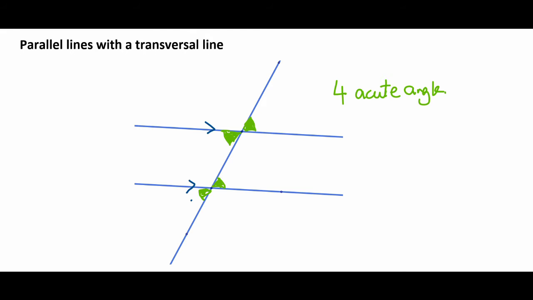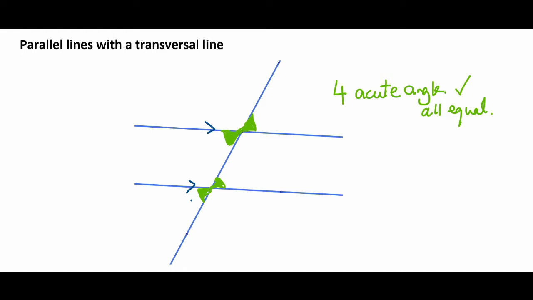Now we know, because they're vertically opposite, that these two must be equal, and these two down here must be equal. I wonder if they're all equal to each other. And it turns out they are. They are all equal.